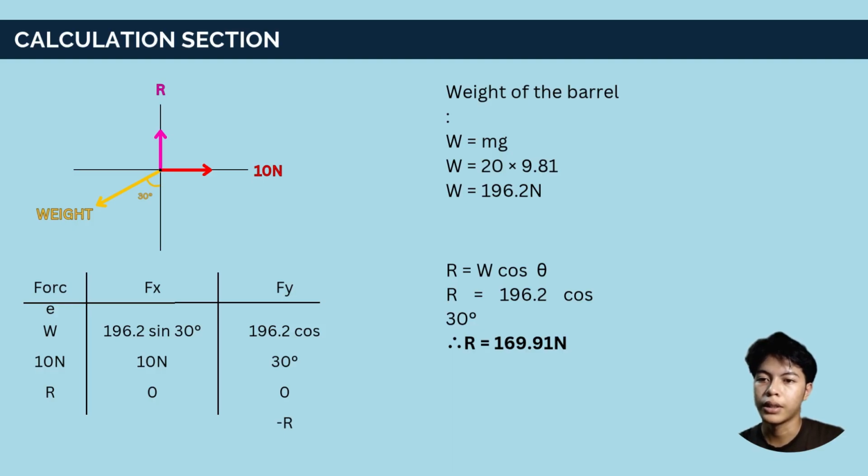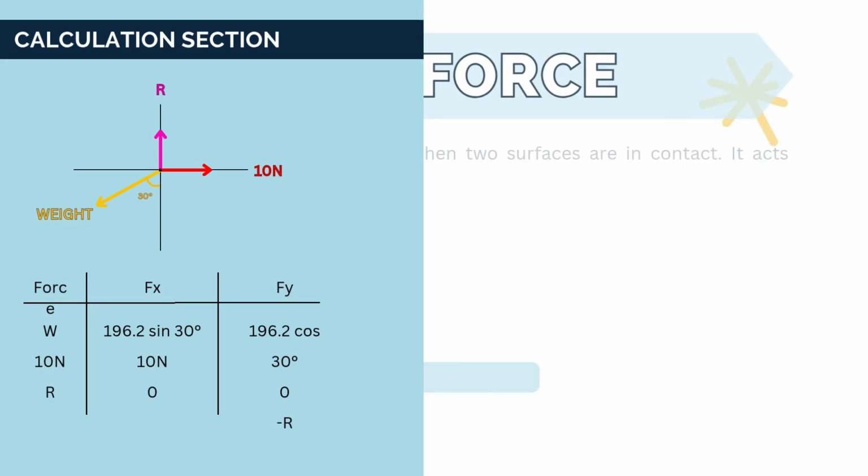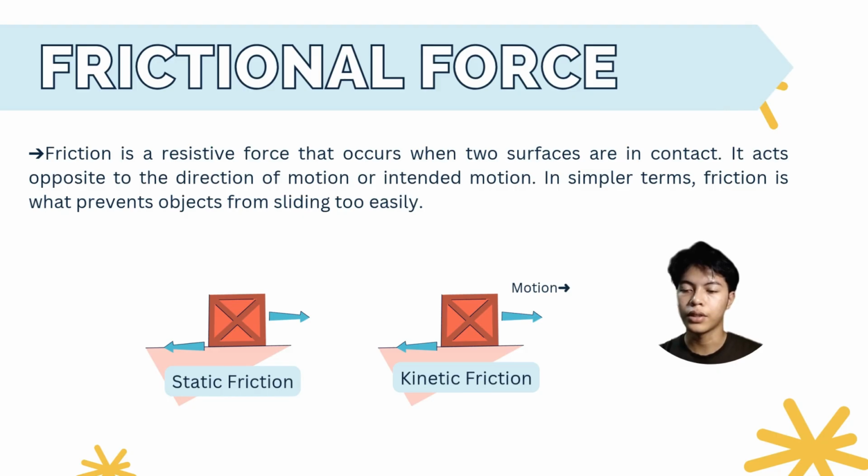We take the component of the weight that is perpendicular to the slope, that is W times cosine theta, equal to 196.2 times cosine 30 degrees, equal to 169.91 newtons. So the reaction force R is 169.91 newtons. That is the force the ramp applies upward, perpendicular to its surface. So now let's continue to frictional force.